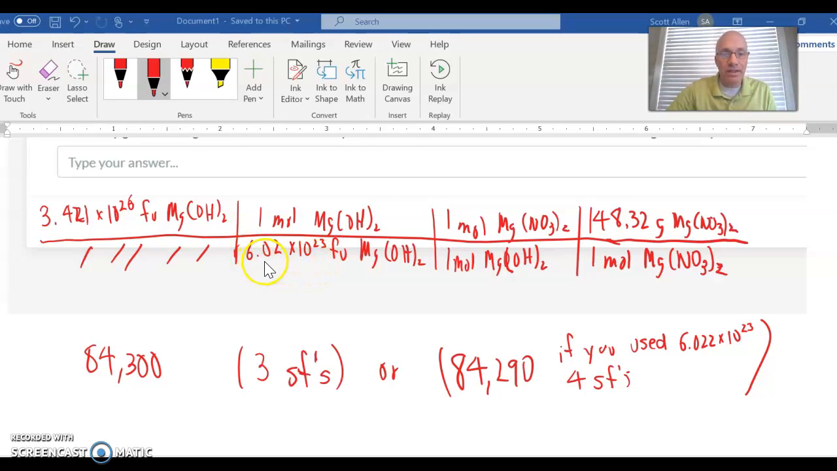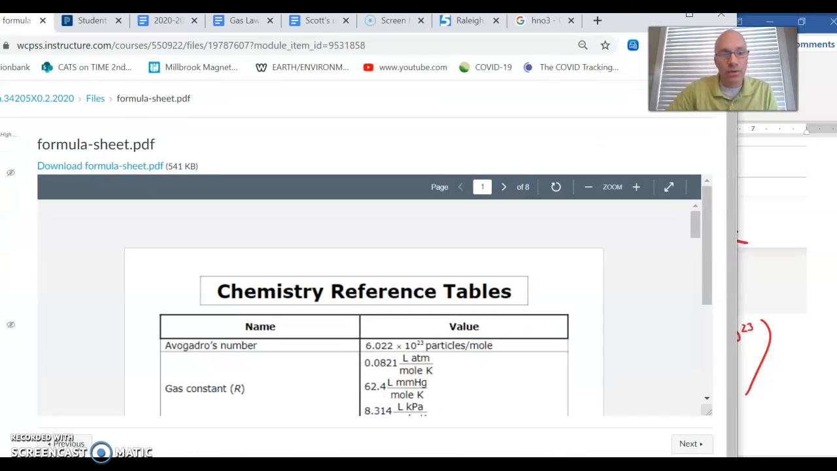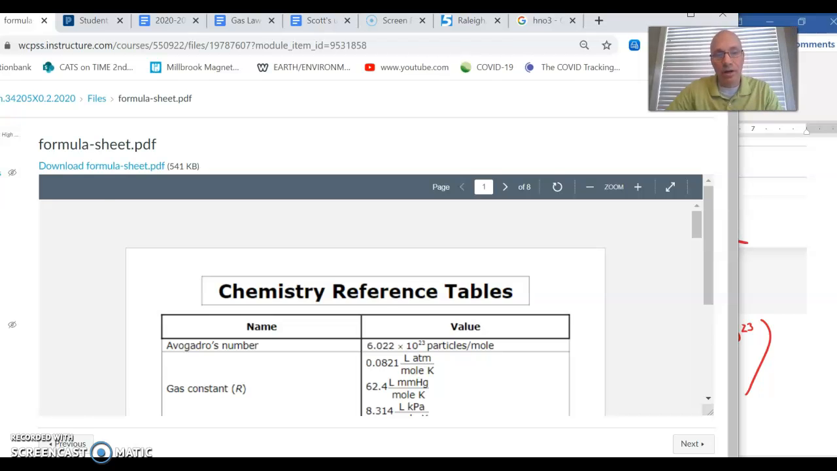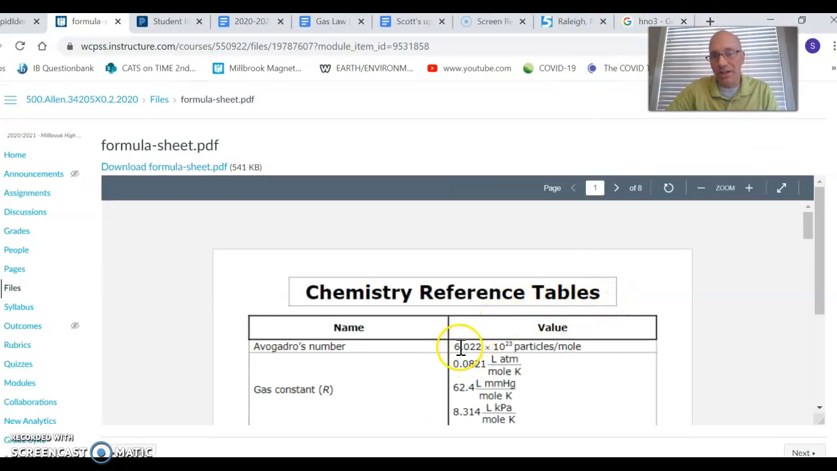But if you look at the reference guide for what that number is, let me just show you this real quick. If you look at the number in the chemistry reference guide, you will see that the number given for the number of particles per mole is actually listed as 6.022.